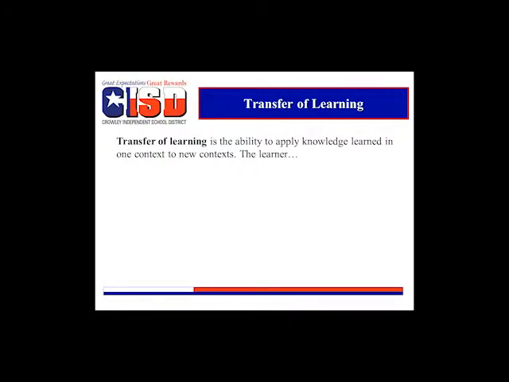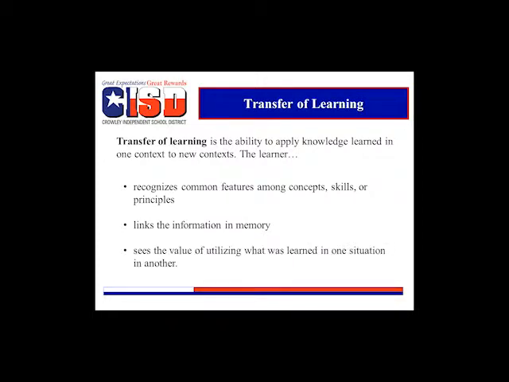Before we begin to plan for instruction, let's discuss the ability of students to transfer learning. Transfer of learning is the ability to apply knowledge learned in one context to a new context. The learner recognizes common features among concepts, skills, or principles, and links the information to memory. This is when students say, "Oh, I know when to use that." The learner sees the value of utilizing what was learned in one situation in another.